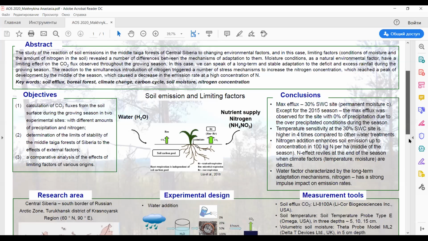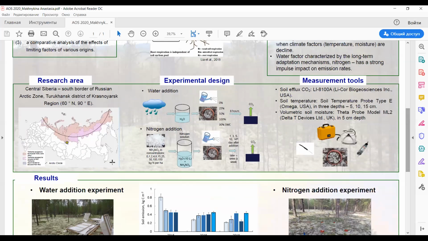So our research area is marked with this yellow star. It's the southern border of the Russian Arctic zone, Turkhansk district of Krasnoyarsk region. And what we did there were manipulation experiments, these two schemes of the experiments.